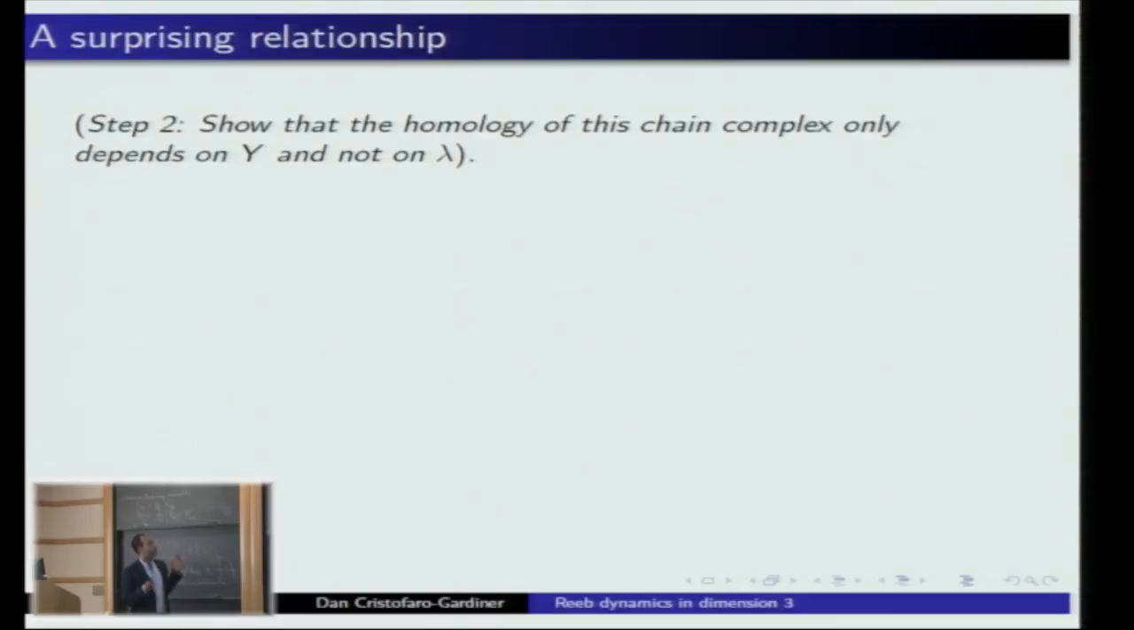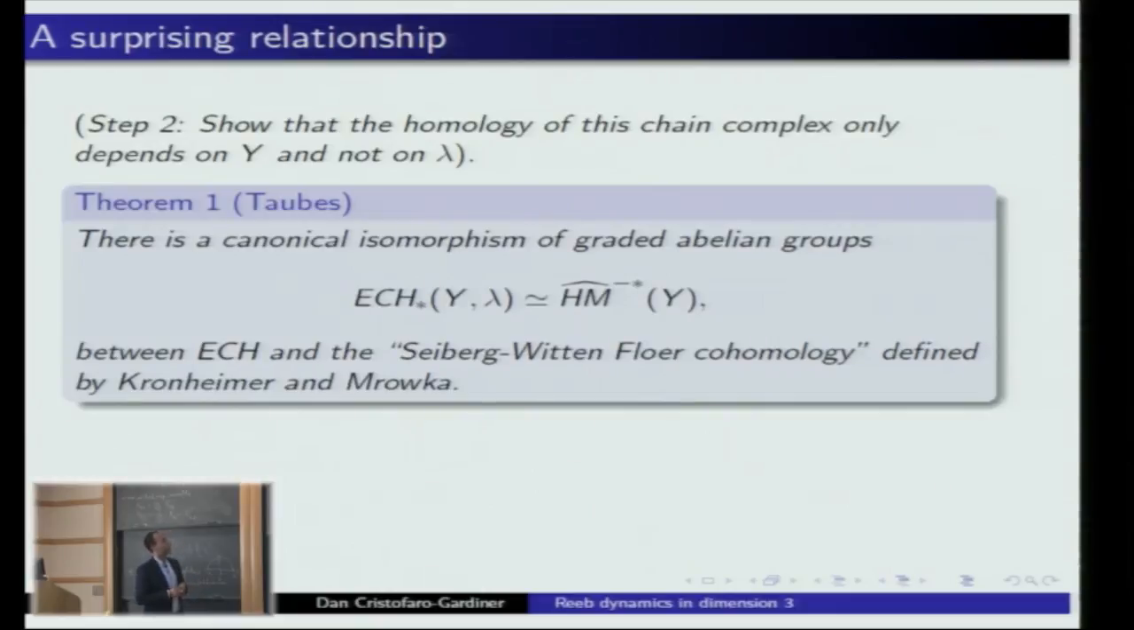So we want to show that the homology of this chain complex only depends on Y and not on the contact form. And this again seems like it could be quite hard. How on earth are we going to do this? Well, we have a really great theorem due to Taubes, which says that there's a canonical isomorphism of graded abelian groups between embedded contact homology and the Seiberg-Witten-Floer cohomology defined by Kronheimer and Mrowka.